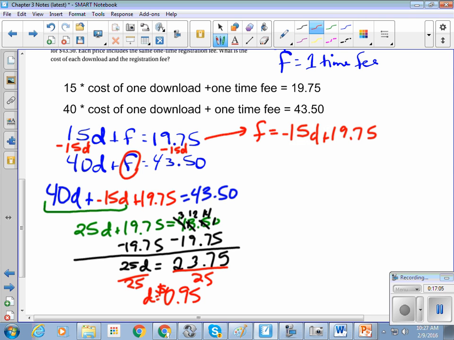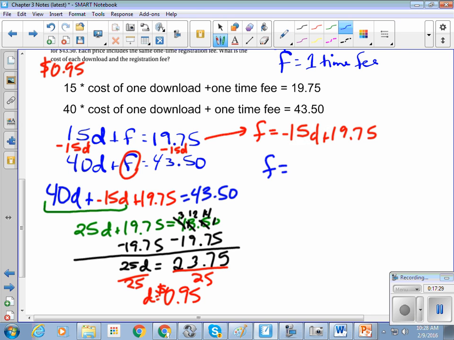So we can go back to our original question. We can say, yeah, download's 95 cents. We're done. Wait, it asks for the fee too. Right. So we are not ready for victory dance yet. We need to go back to the original problem and go, oh, it's asking for the registration fee as well. We are not done. No victory dance. Stop dancing at home. Okay.